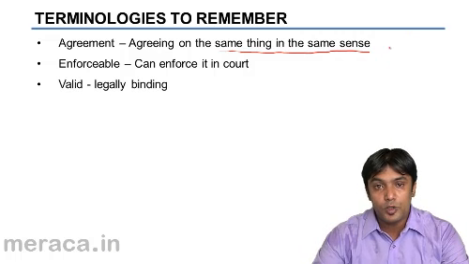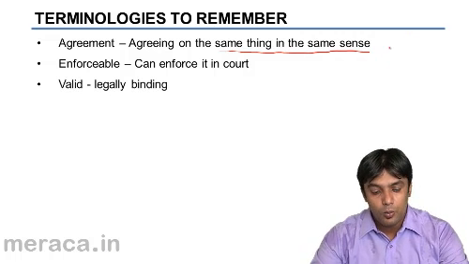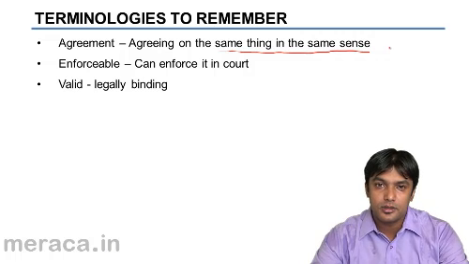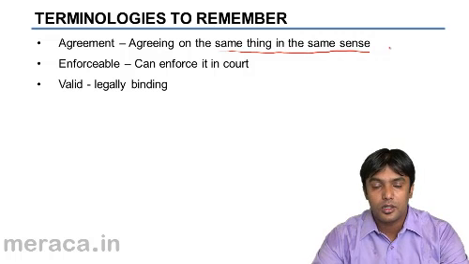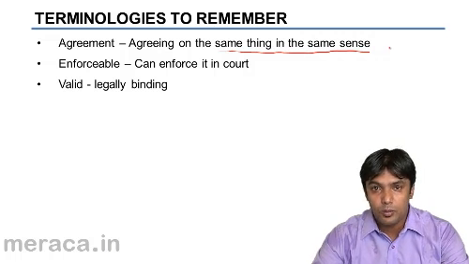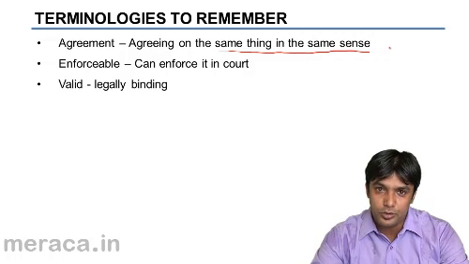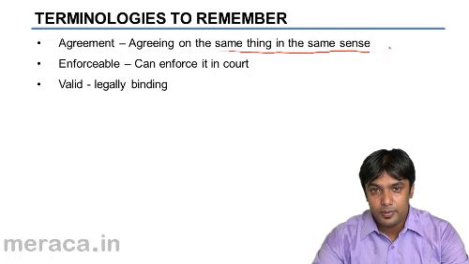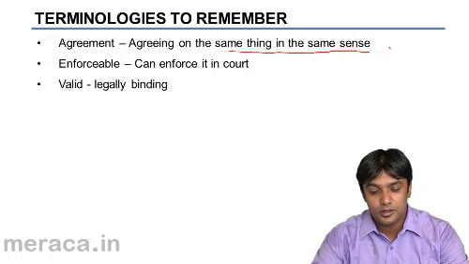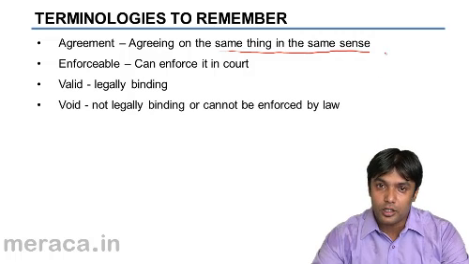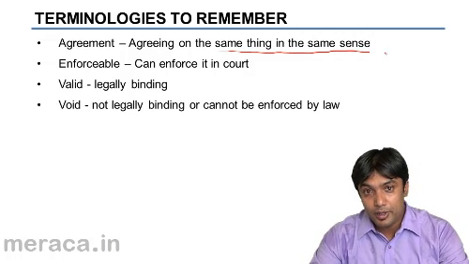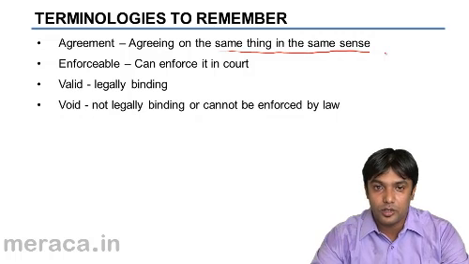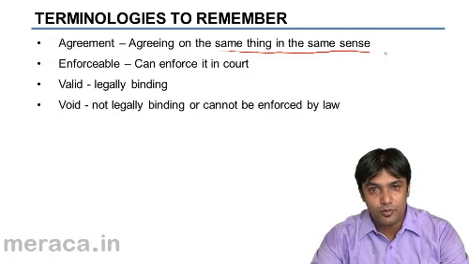The next word that we will look at is valid. Valid means legally binding. Have I done a valid contract? Or is my agreement valid? Are terms that are usually used. With valid, please know that all contracts that are valid are legally binding. The next term we'll have is void, which is the exact opposite of valid. If valid is legally binding, void is not legally binding at all. And void cannot be enforced in the law.